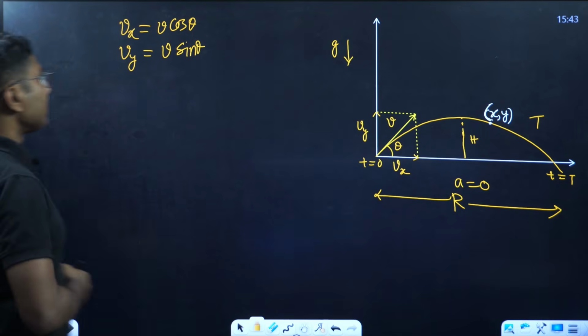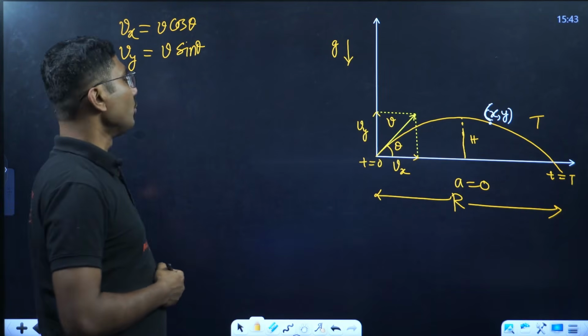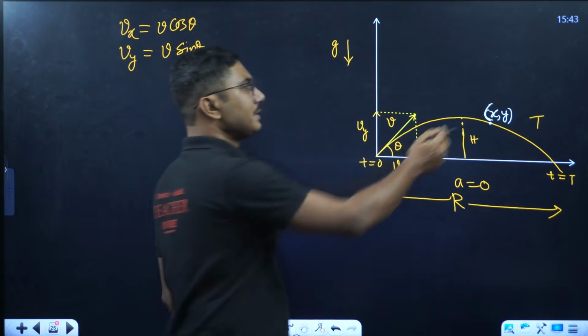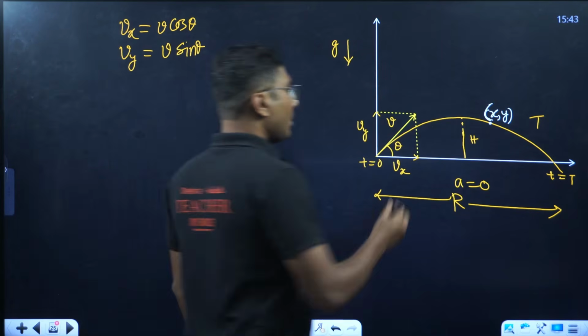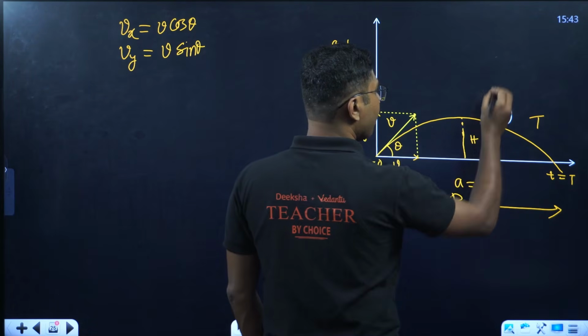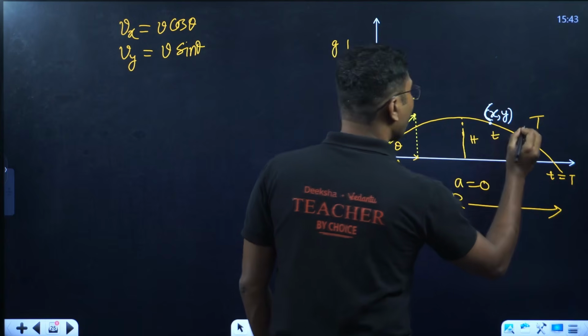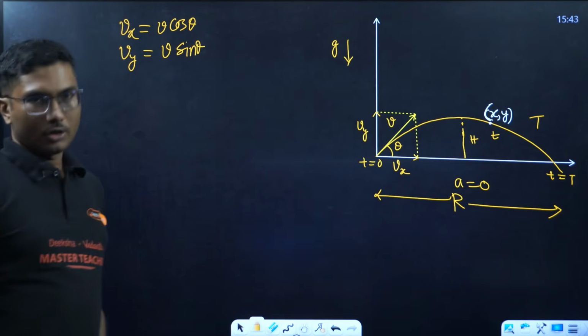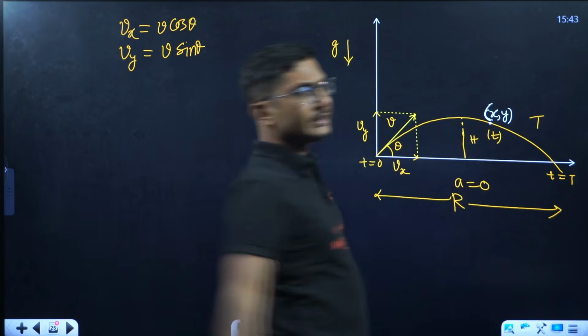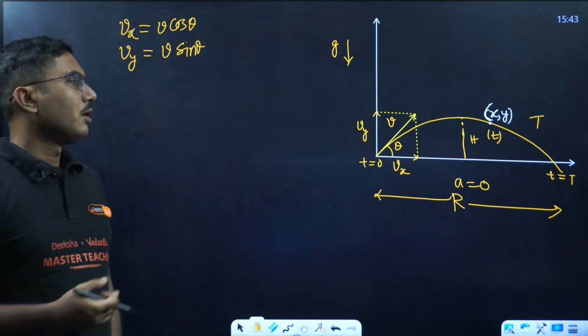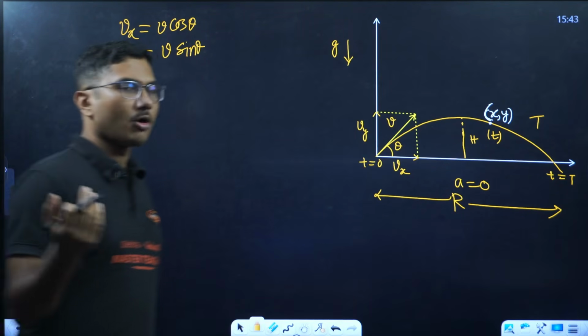And based on this, what we need to do is figure out the location x comma y. Suppose the object took a time of small t to reach this point. This t we do not know. If we can figure out this t, then our problem is solved.